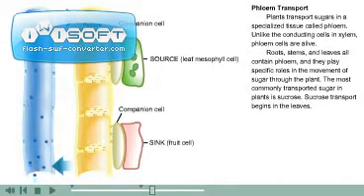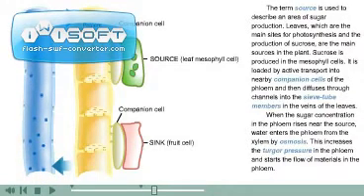Sucrose transport begins in the leaves. The term source is used to describe an area of sugar production. Leaves, which are the main sites for photosynthesis and the production of sucrose, are the main sources in the plant. Sucrose is produced in the mesophyll cells.